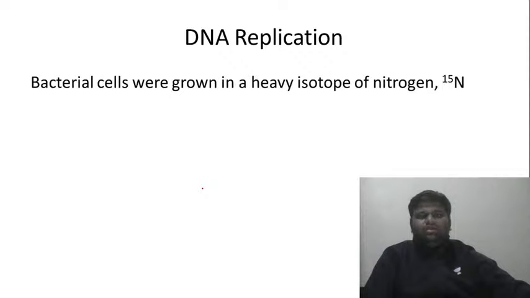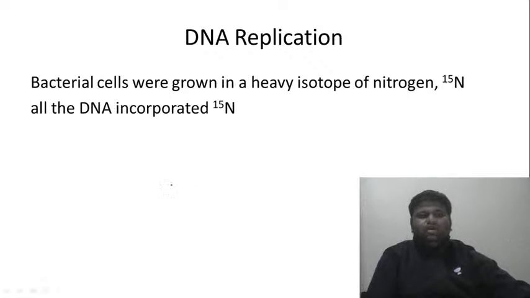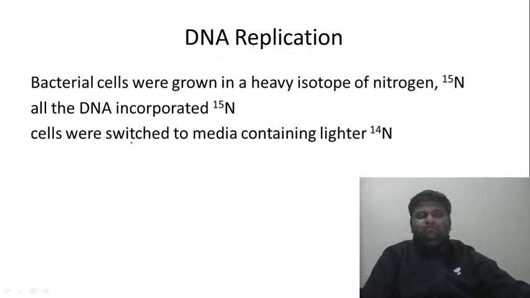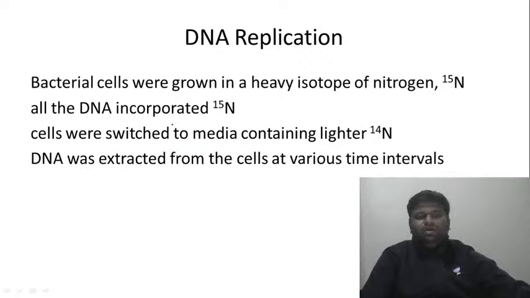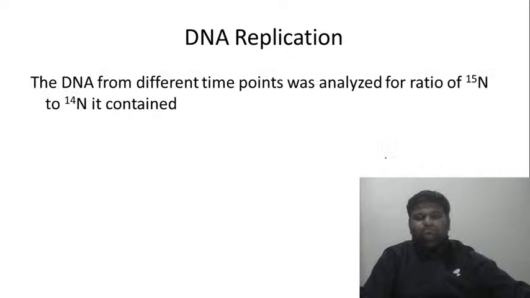To deduce this, bacterial cells were grown in the heavy isotope of nitrogen, that is N15, so they all incorporated N15 into their DNA. Then cells were switched to a medium containing the lighter N14 isotope. DNA was extracted from cells at various time intervals, and DNA from different time points was analyzed for the ratio of N15 to N14 it contained.